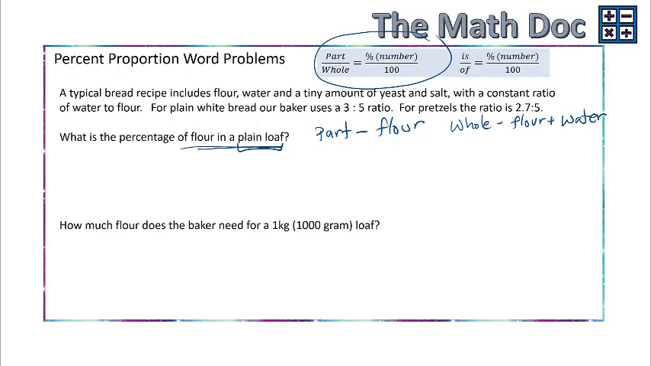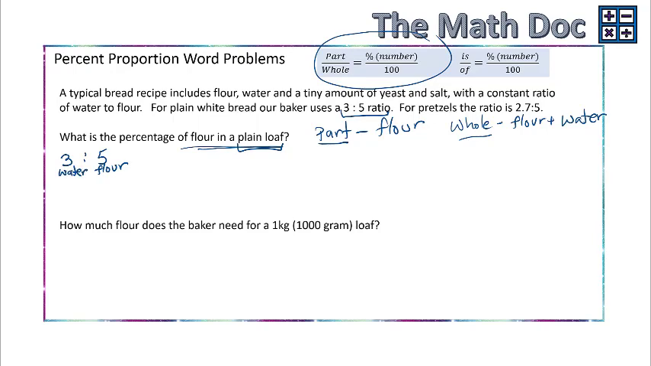Okay, so let's look at our ratio here. Do we know what the part is or the whole is? Well, not quite. What we have is a ratio between the water and the flour, not a ratio between the flour and the whole weight of water plus flour. So we still have to figure out that first step. How do we get to the whole? Well, we have a ratio of 3 to 5, 3 water to 5 flour.